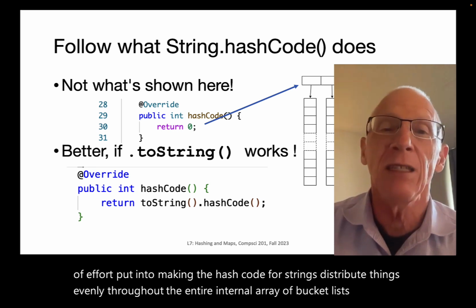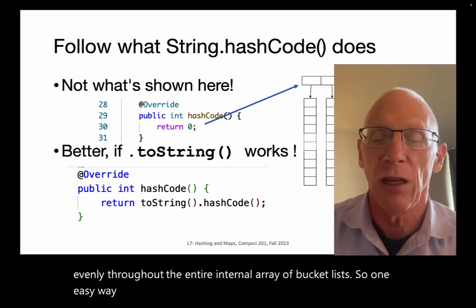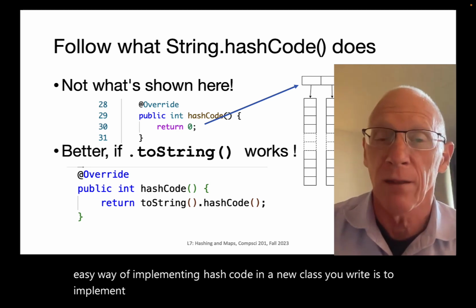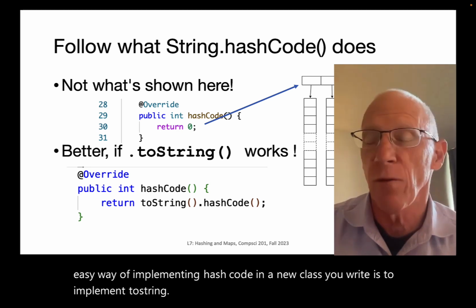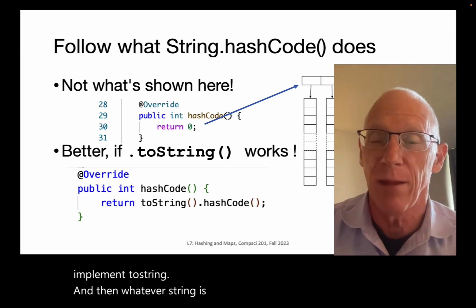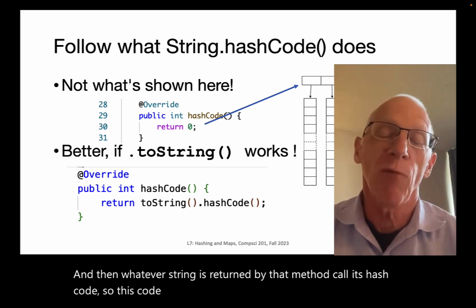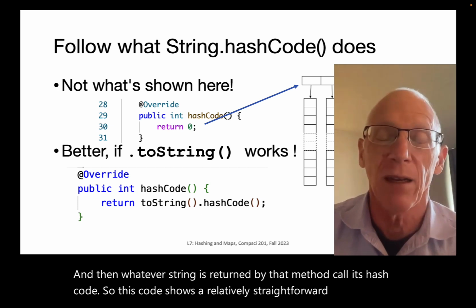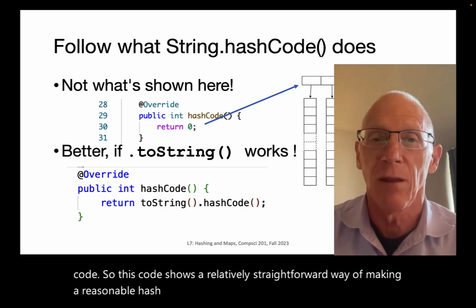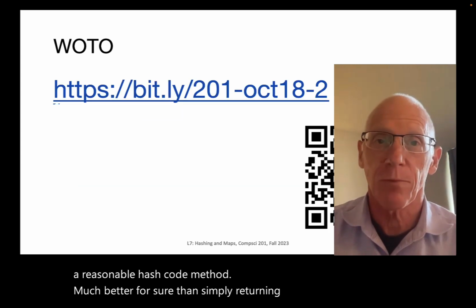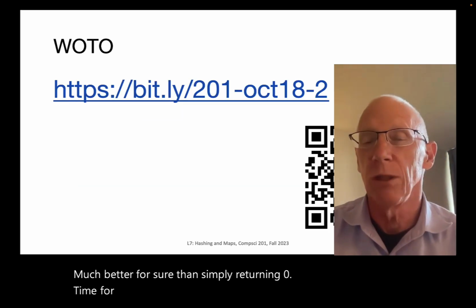So one easy way of implementing hash code in a new class you write is to implement toString, and then whatever string is returned by that method, call its hash code. So this code shows a relatively straightforward way of making a reasonable hash code method, much better for sure than simply returning 0. Time for WOTO number 2.